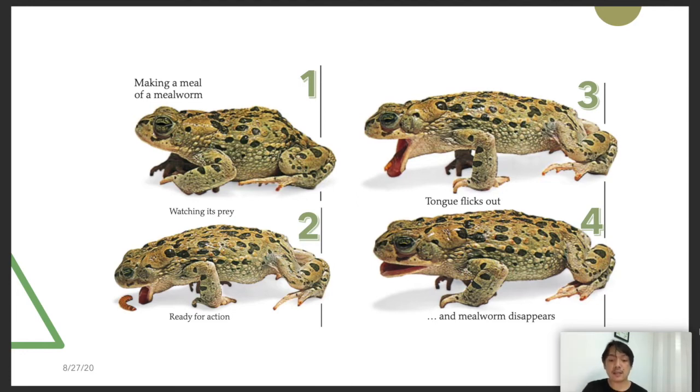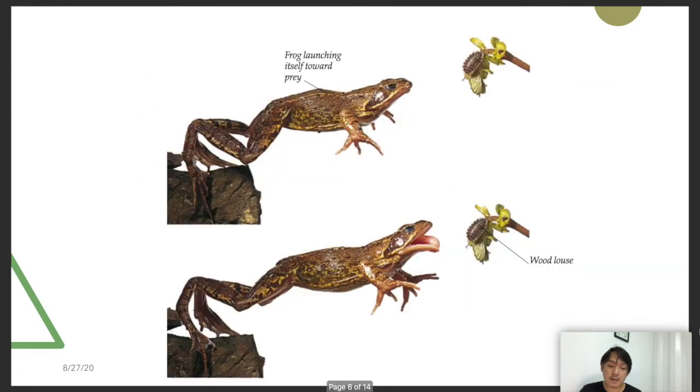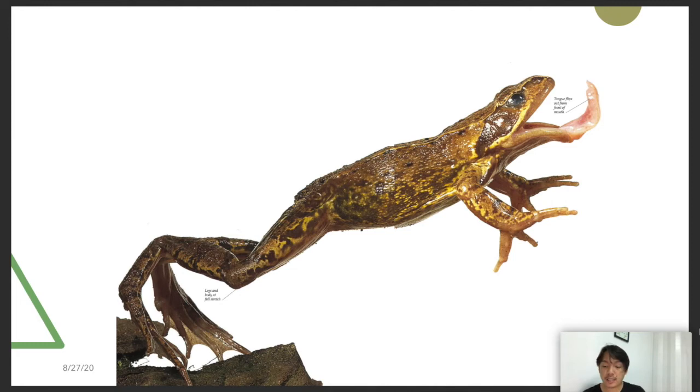Another example is a frog launching itself toward the prey. Try to look at the hind limbs of this frog. It creates an action going toward a wood louse. Try to see the flipping out of the front of the mouth, which moves on posteriorly.